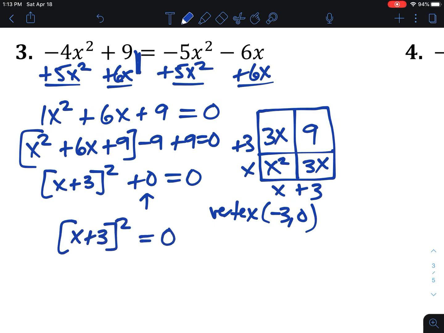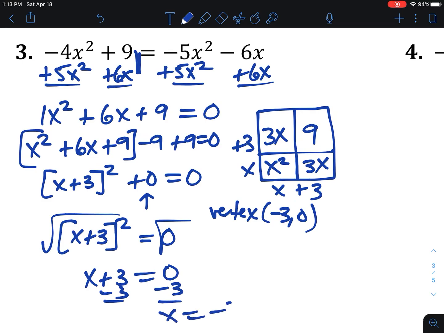So x plus 3 squared equals 0. Square root of 0 is 0. So x plus 3 is 0, which is actually just one answer, -3. So it's actually a double root, because it would have been this x plus 3 times itself. That's what it is with the squared. So it's actually just one answer here of -3.